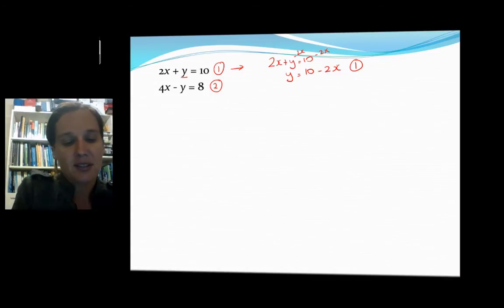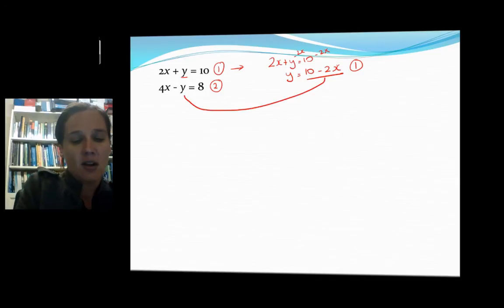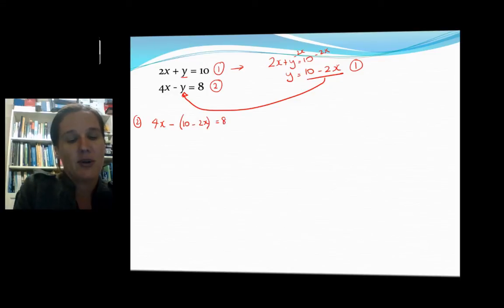We now substitute this y. Here we know if y is equal to 10 minus 2x, we can put 10 minus 2x instead of this y in equation 2. So we have equation 2: 4x minus (10 minus 2x) is equal to 8. So 4x minus 10, minus times a minus, so plus 2x is equal to 8. 4x plus 2x is 6x, minus 10 is equal to 8.